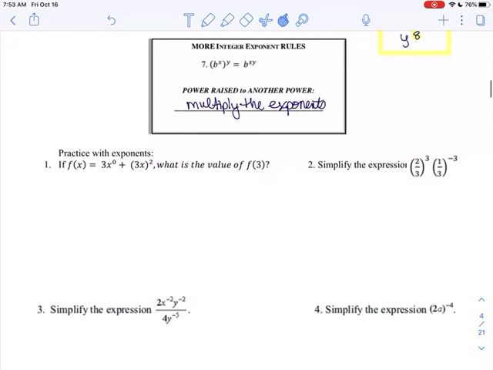So this is stuff that you've certainly seen before. All right, we'll do a little practice with exponents on the next page.